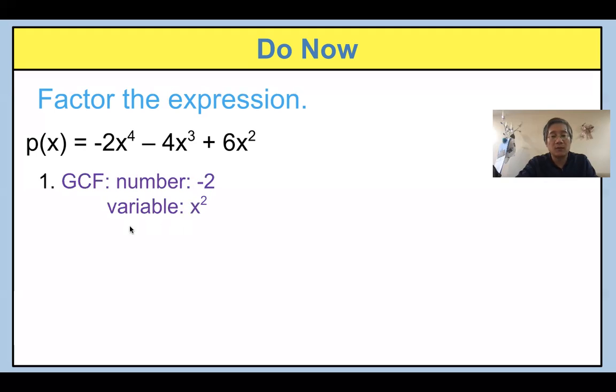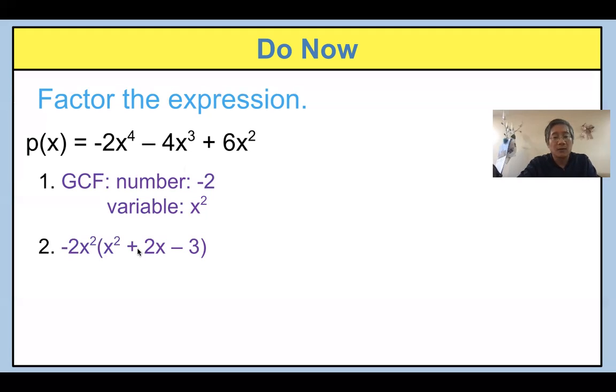So negative 2x squared. Then we take out the negative 2x squared, and in the parentheses, when you distribute, it should equal the original one. Negative 2x squared times what is x to the fourth power? x squared. And negative 2x squared times what is negative 4x cubed? Plus 2x. And negative 2x squared times minus 3 makes 6x squared, positive.